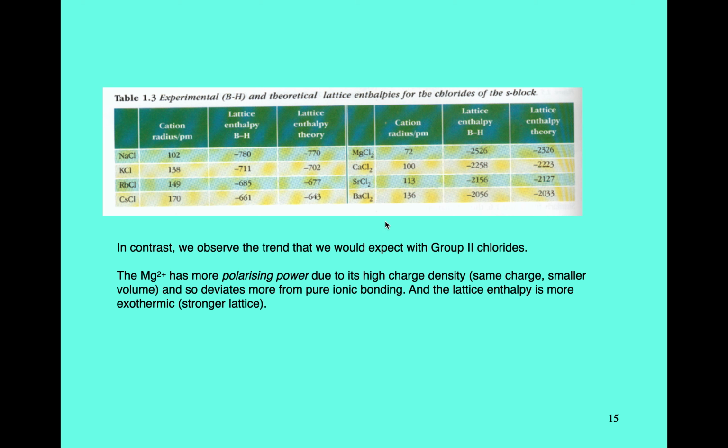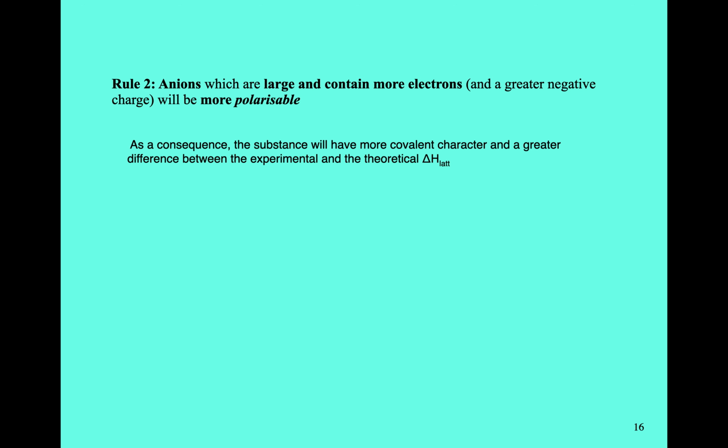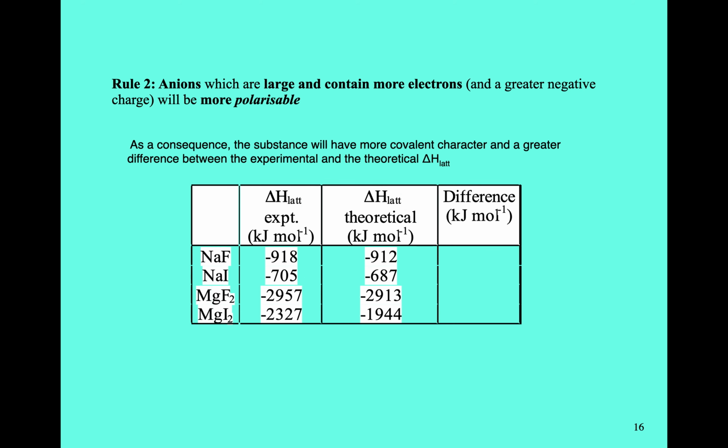The magnesium 2+ has more polarizing power because it's got a high charge density, and so it deviates more from the pure ionic bonding. The lattice enthalpy is more exothermic. There's a stronger lattice. Rule 2, the second rule we're going to apply, is that anions that are big and have got lots of electrons are more polarizable. Okay, so if we've got a more polarizable anion, we're going to get more covalent character.